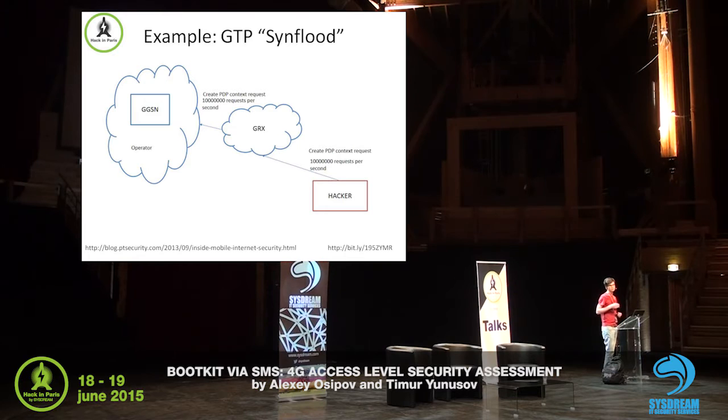Here is an example of an attack very similar to TCP SYN flood denial of service, but only at the GTP level. A hacker sends millions and millions of PDP context activation requests to the GGSN, and at some moment the pool of free requests is finished, and the next customers who try to get access to the internet from their phones simply cannot get access.